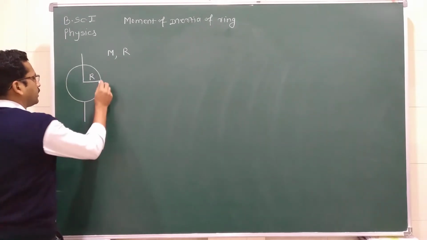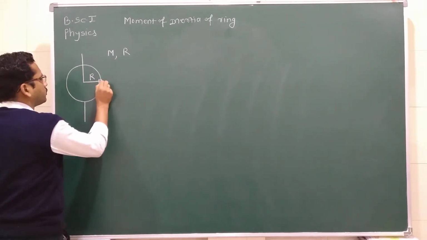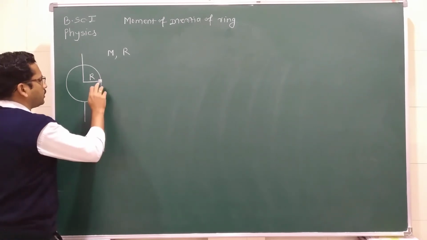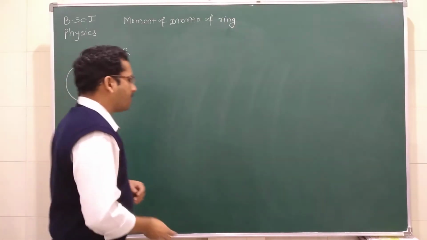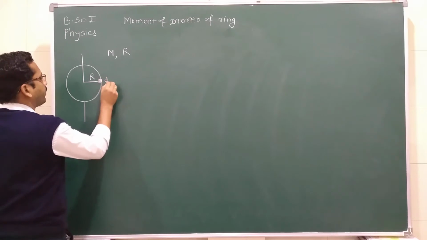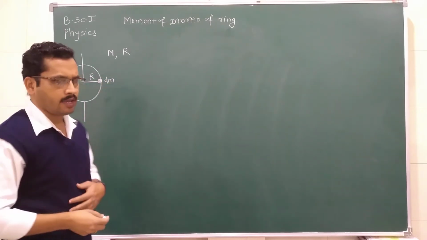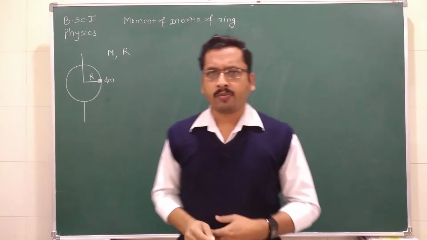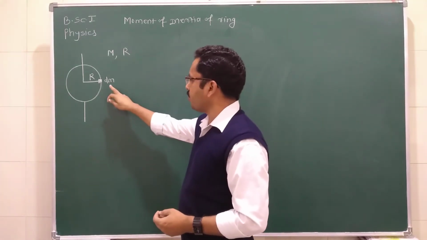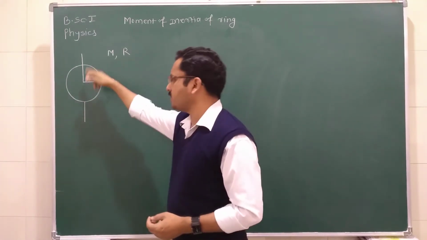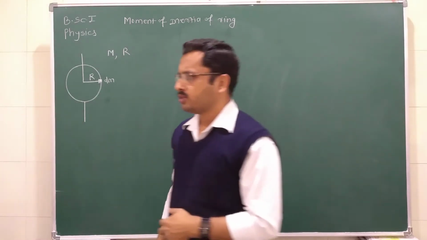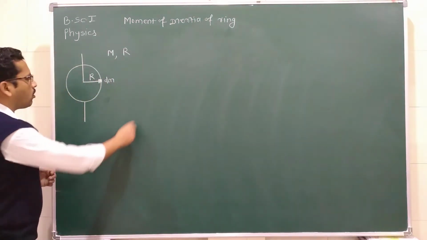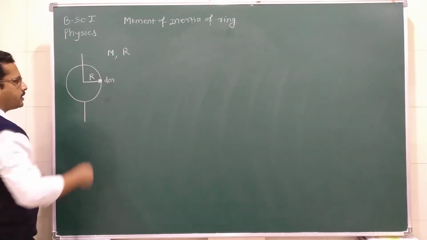Then consider this ring is made up of a number of small elements having small mass dm. Okay, so first of all we see what is the moment of inertia of this element dm about this axis of rotation, and then we are going to integrate that equation. So what is the moment of inertia of this small element dm about this axis?